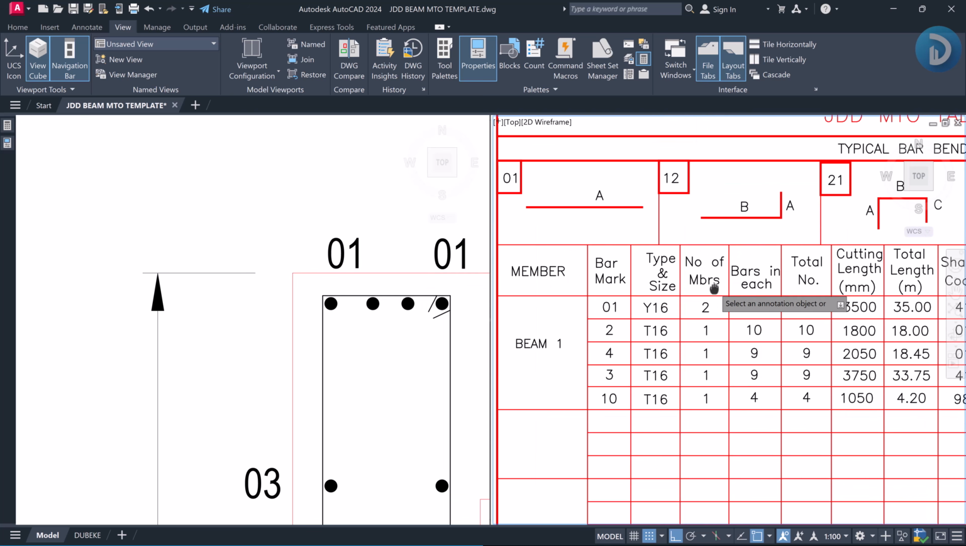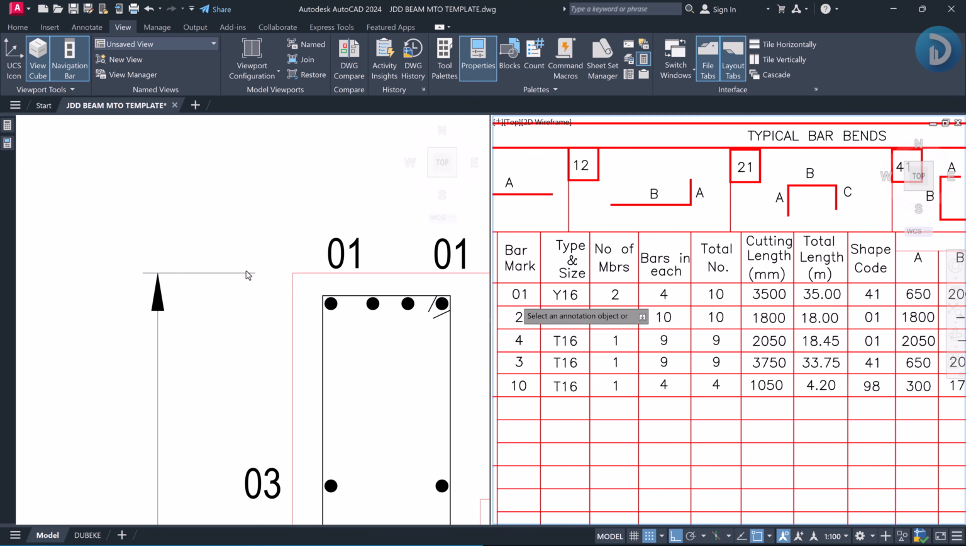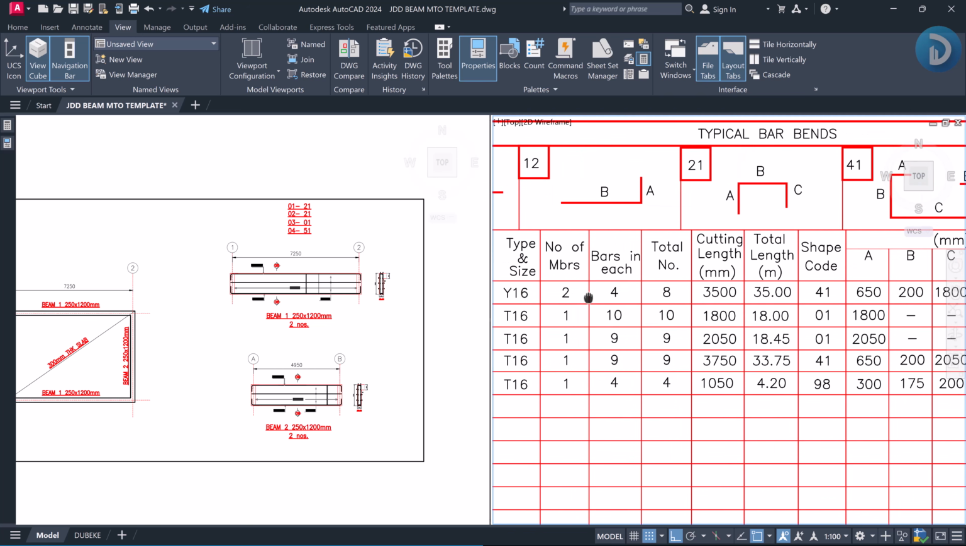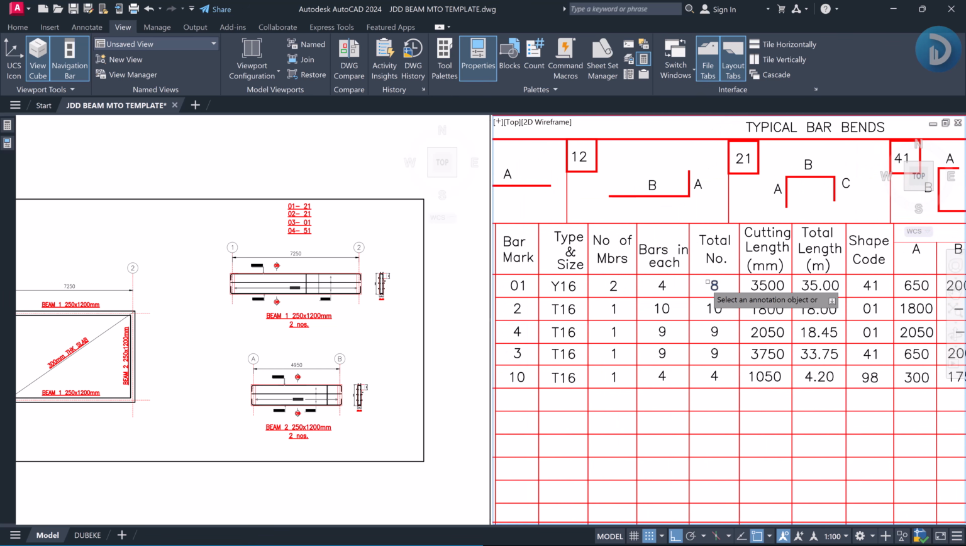Now the next that you require is the total number. Since we have four numbers in this beam, and we have two numbers of this respective beam, it means we have four numbers in this and we also have four numbers in this. So multiplying the number of members by the bars in each will give us the total numbers. So we have a total number of 8, right? So we have the total numbers of this bar mark 01 as 8.